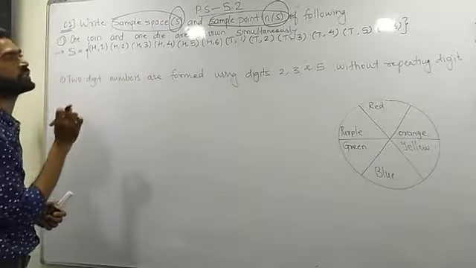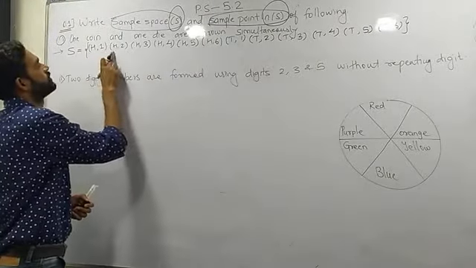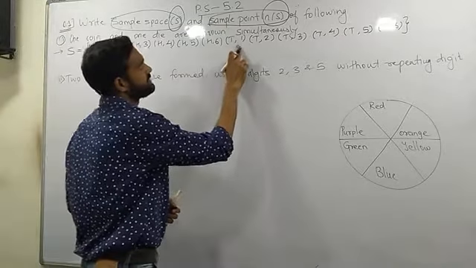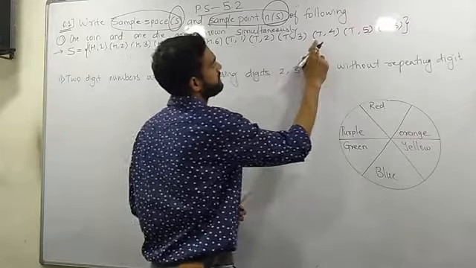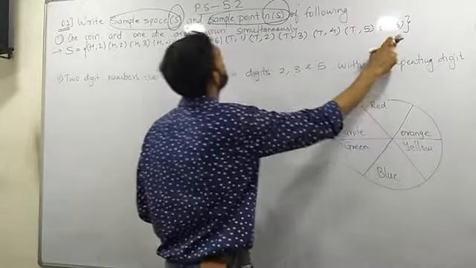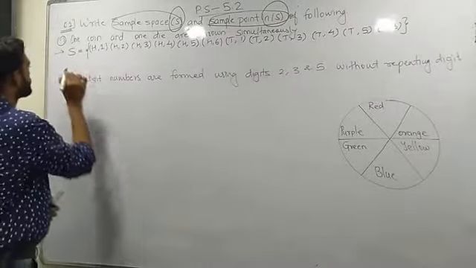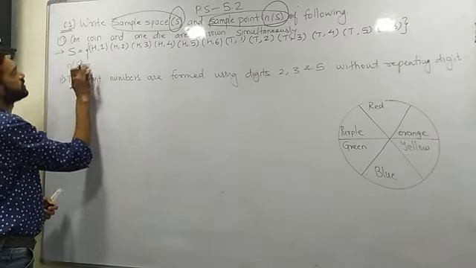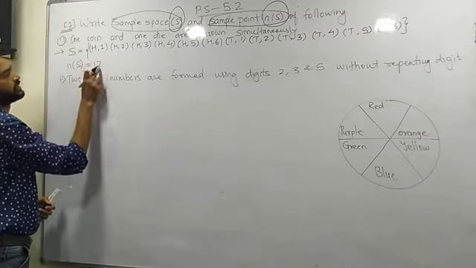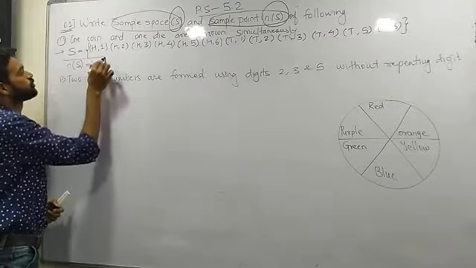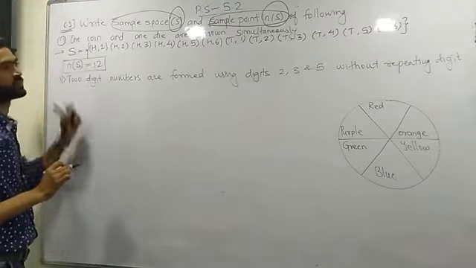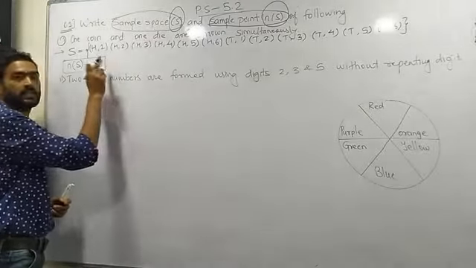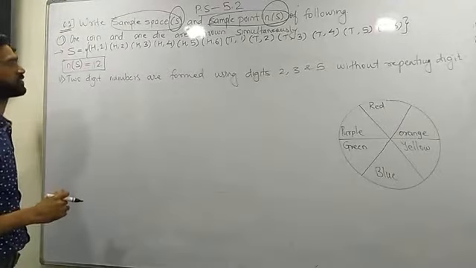Now let us count the number of elements. 1, 2, 3, 4, 5, 6, 7, 8, 9, 10, 11, 12. So I write here the number of sample points. Just now we saw they are 12. So 12 is my answer. Clear, everyone, how to prepare the sample space and how to write the number of sample points.